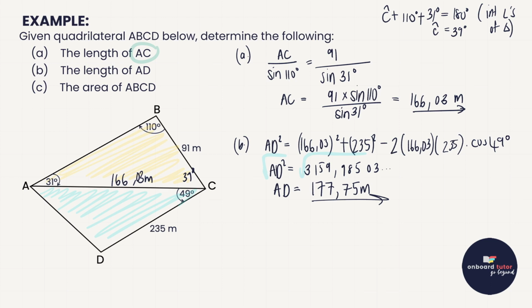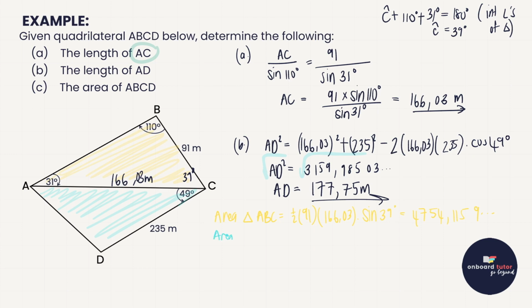Okay, so now I'm ready in my yellow triangle. Let's see if we can color code this. So area of triangle ABC is equal to a half times 91 times that 166,03 times by the sine of 39 degrees. So let's type that into our calculator, see what we get. Okay, that gives us 4,754,1159. Remember, it's not a final answer. We can't round off.